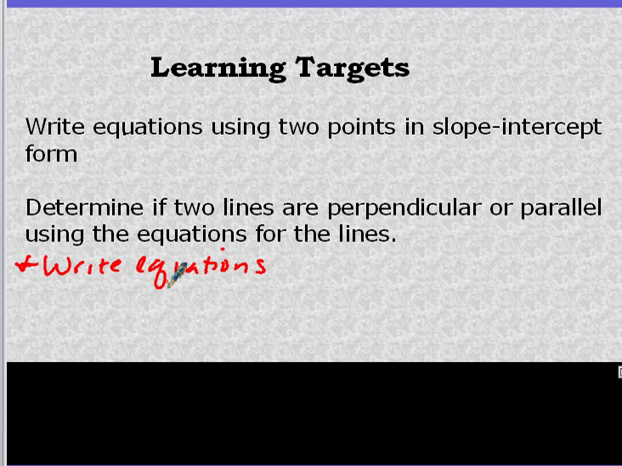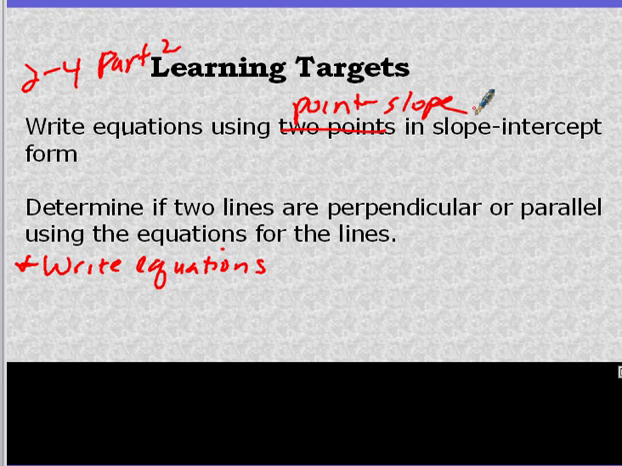We're going to cover the rest of 2.4 today, so this is 2.4 part 2. We're going to write equations using point-slope form into slope-intercept form. And we're going to determine if lines are perpendicular or parallel using the equations, as well as writing equations for lines that are perpendicular or parallel.